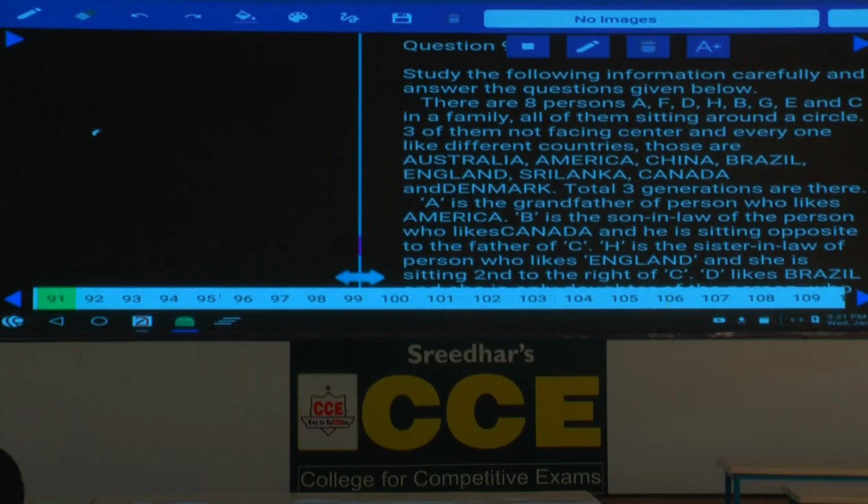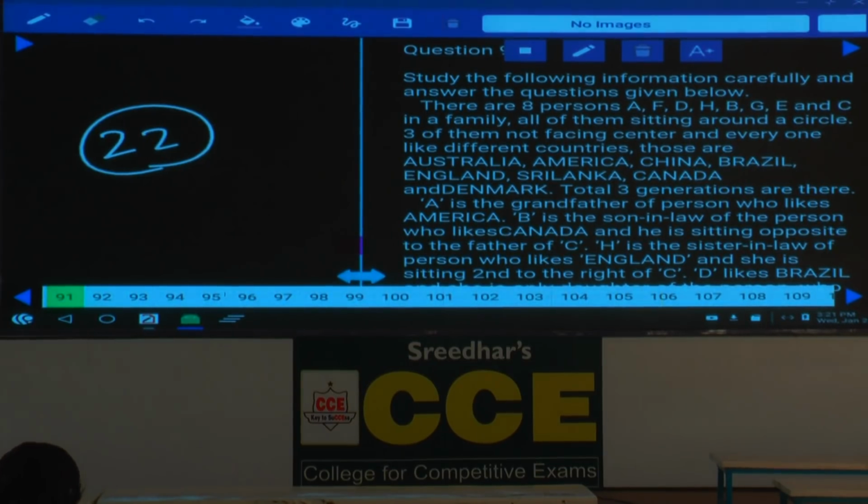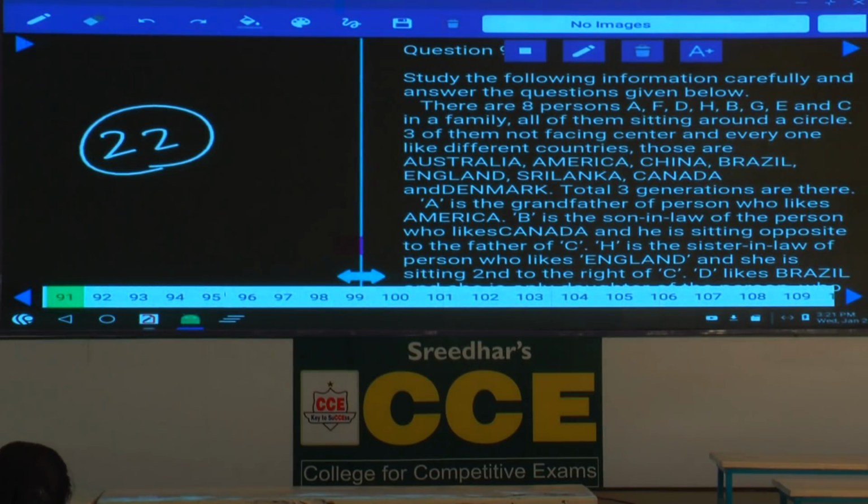Yes, paper number 22. Now in this paper, question numbers 91 to 95 are based on blood relations. 8 persons A, B, C, D, E, F, G and H are there in a family, and all of them are seated around a circular table.